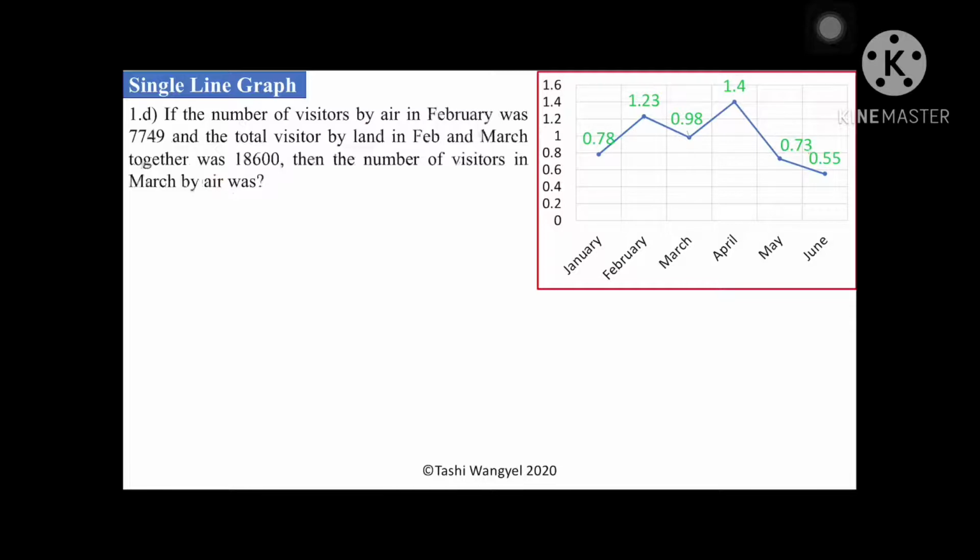The question part G: if the number of visitors by air in February was 7,749 and total number of visitors by land in February and March together was 18,600, then the number of visitors in March by air was? Directly from the table, we take February and March values.